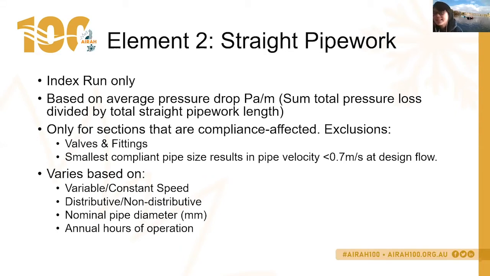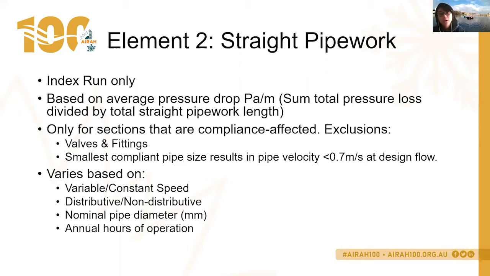I've already mentioned this, that your straight pipework requirements are not affected by, well, clearly valves and fittings. Pressure drops are not considered in the code, even though you need to do that pressure drop calculation related to valves and fittings to determine what size you need your pump at. And as I mentioned, the smallest compliant pipe size, where it results in a pipe velocity of less than 0.7 meters per second at design flow, wouldn't need to comply to these requirements.